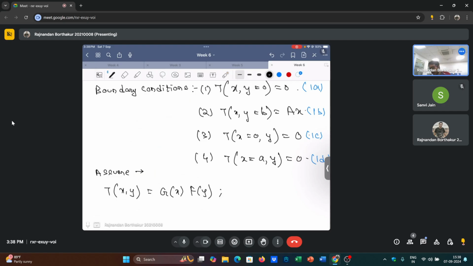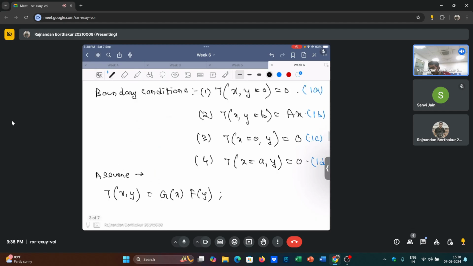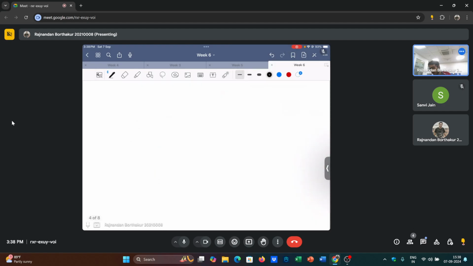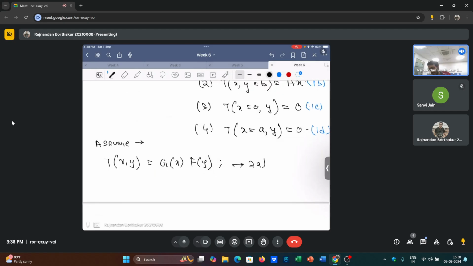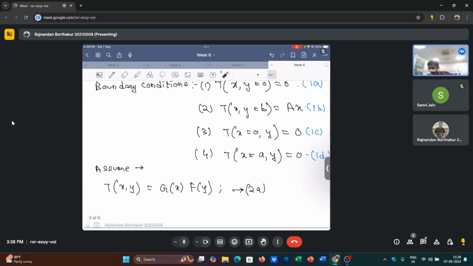Then the second step is that we will substitute this. Let's name this as 2a. We have decomposed this temperature variable as some g of x multiplied by some f of y. So now instead of the temperature being an unknown, we have segregated it into two variables, g of x and f of y. So the next step naturally is that we need to look for equations which will govern how g of x and f of y vary.